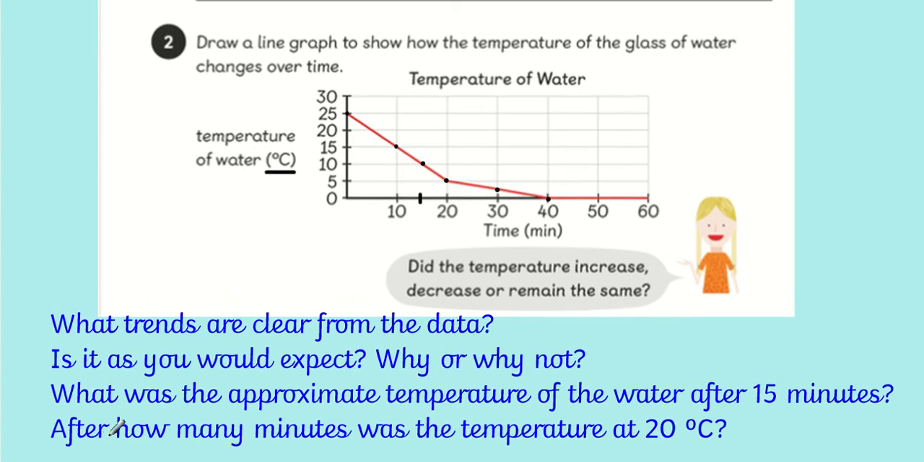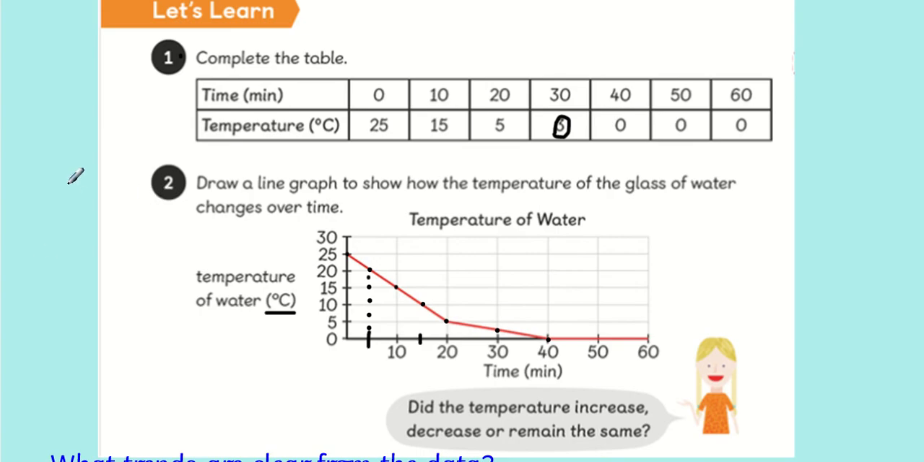Okay, and after how many minutes was the temperature at 20 degrees? Okay, so now I need to find 20 degrees, go along, make a little dot for myself, and then go down. I'd use a ruler. Here we go. Halfway between 0 and 10, I know that's about 5 minutes. Okay, so we put the information in a graph, and now we are using the graph to help us answer some questions.